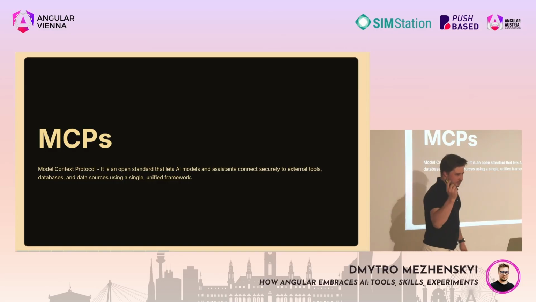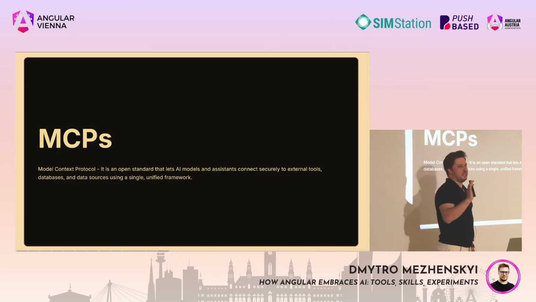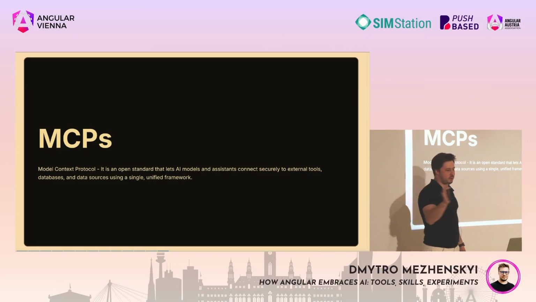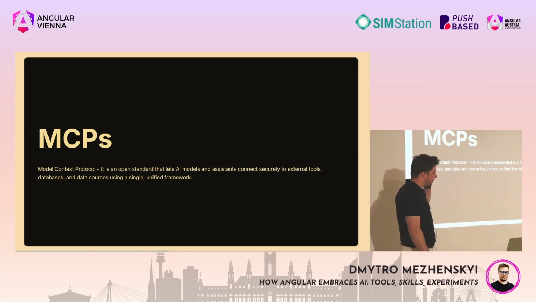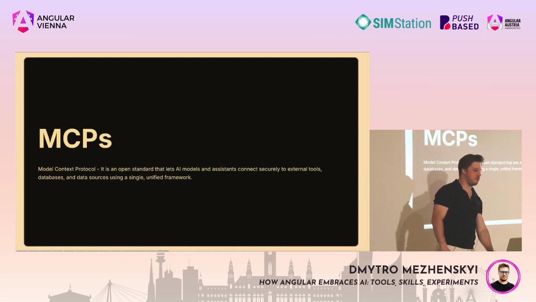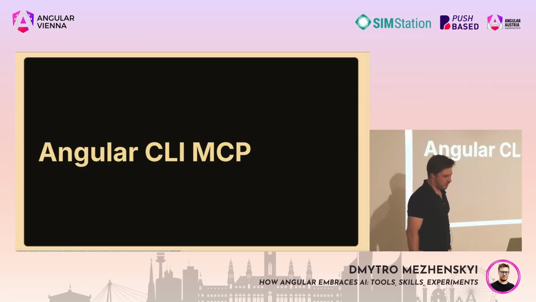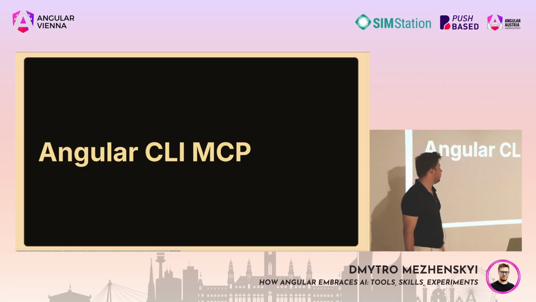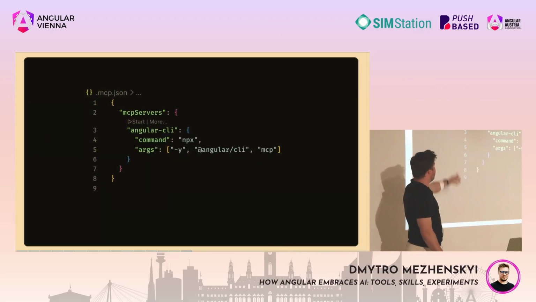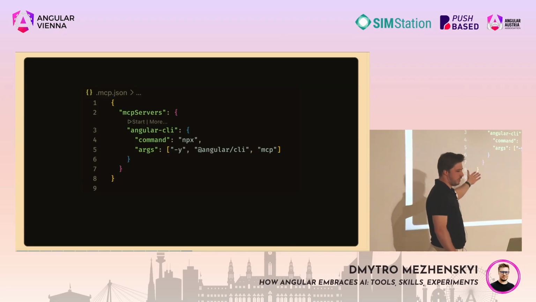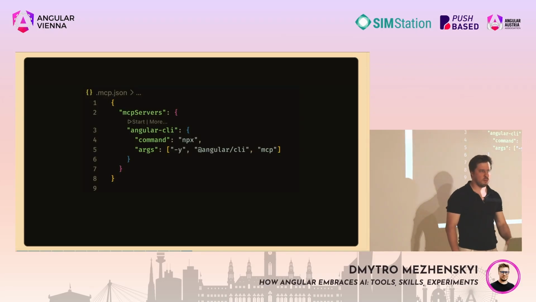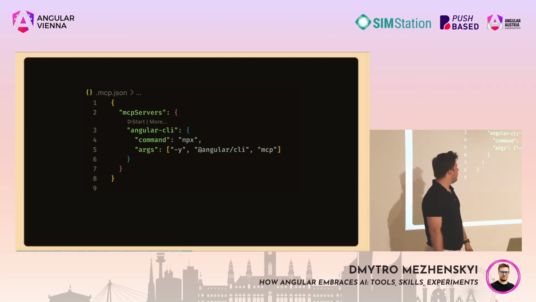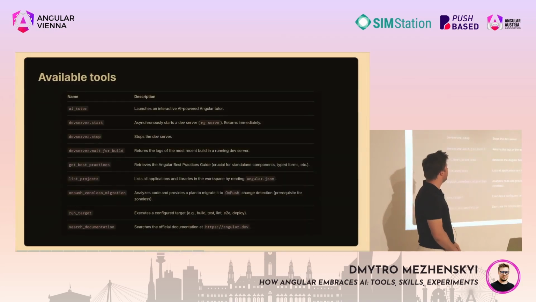The next stop is MCP. Is there anyone who doesn't know what MCP is? Okay, everyone pretty much knows what that is. The Angular team provides Angular CLI MCP that brings certain tools that our agents can use. The setup is very straightforward. It's just a .mcp JSON file with the following setup that will likely be generated by the command you saw before. And it brings a few tools that you might find useful.